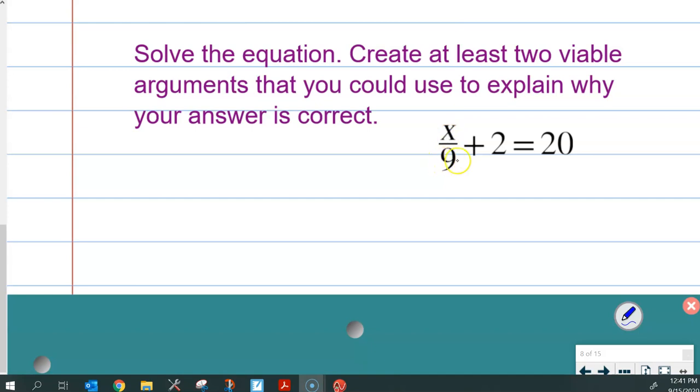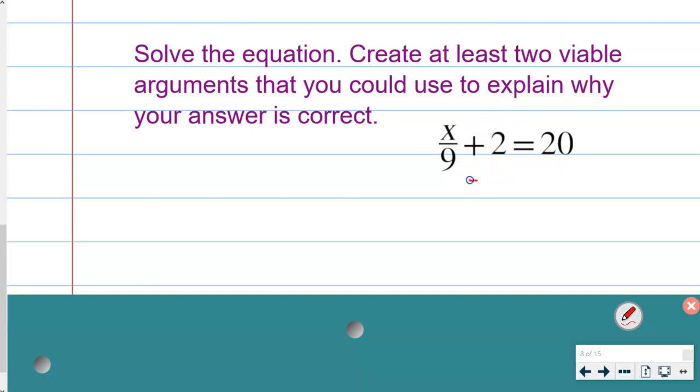x was divided by 9. Then what did I do next? We added 2. That's your shoe. What do you take off first? Your shoe. So if I have to take off my shoe and I have to undo adding 2, what's my first step? Subtracting 2. Do you see that?